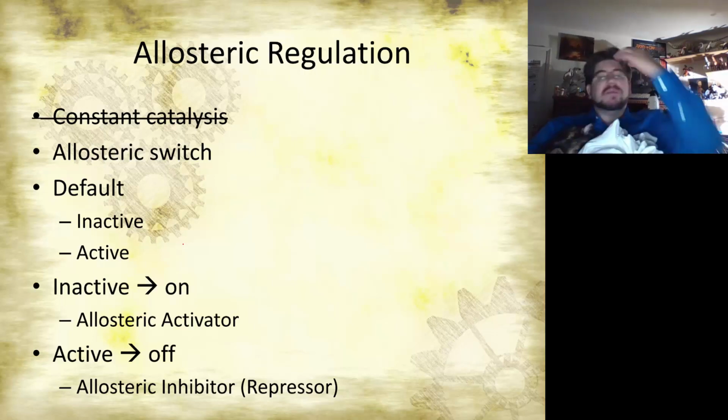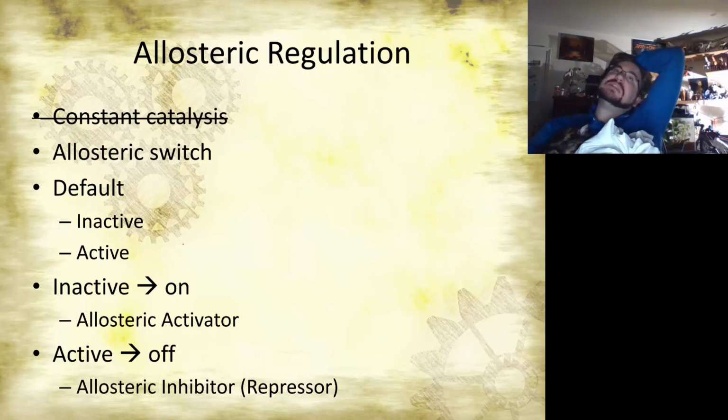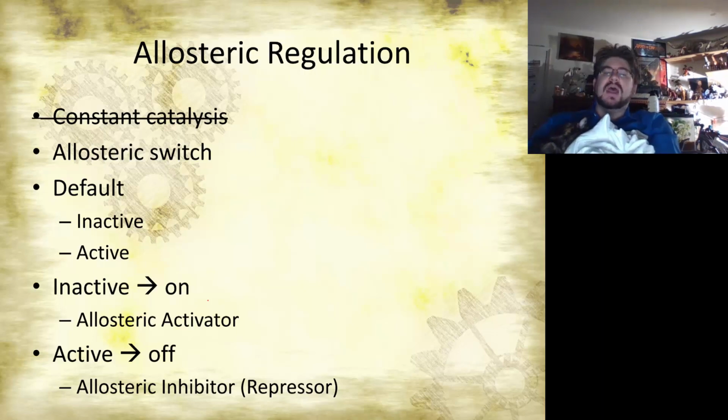And an active enzyme can be switched off by a repressor, an allosteric repressor, an allosteric inhibitor. So if I'm talking about something dangerous like potassium cyanide, I'll say allosteric inhibitor. And if I'm trying to talk about regulation, I'll use the term allosteric repressor. Because cyanide is an inhibitor that irreversibly stops. An allosteric repressor can be removed by another enzyme. Anyway, cool stuff.